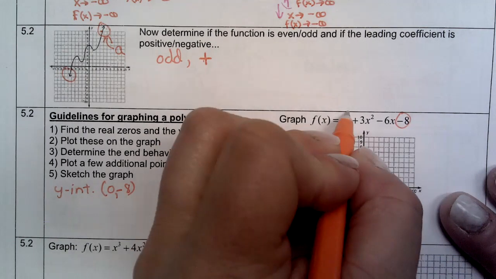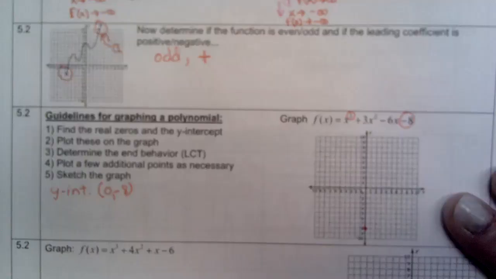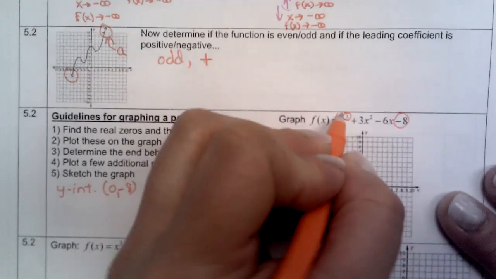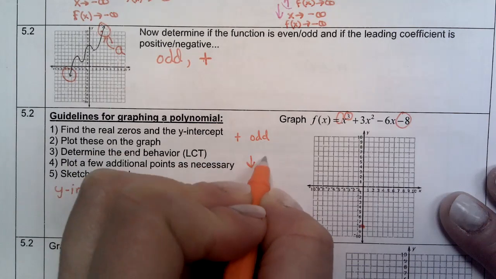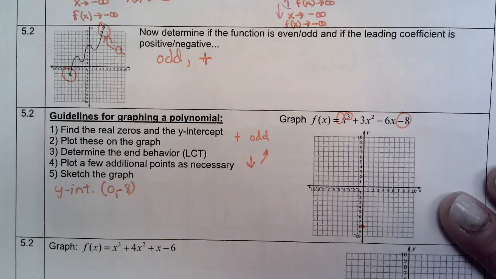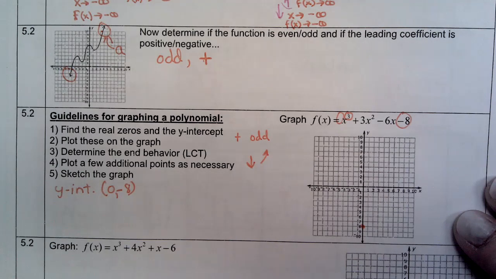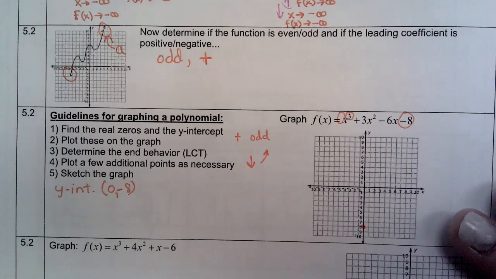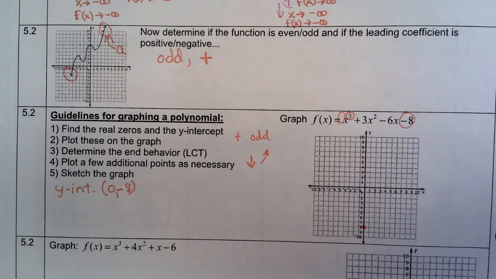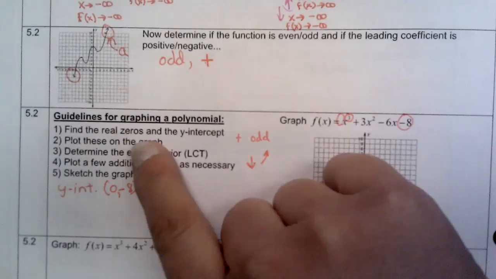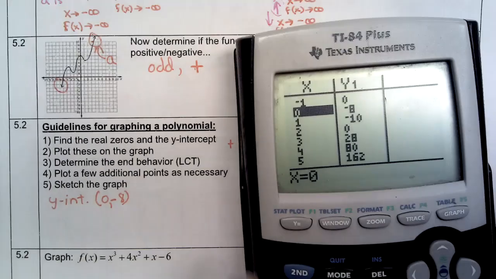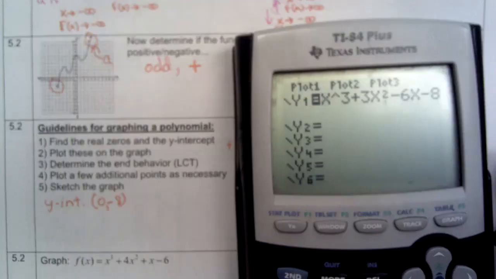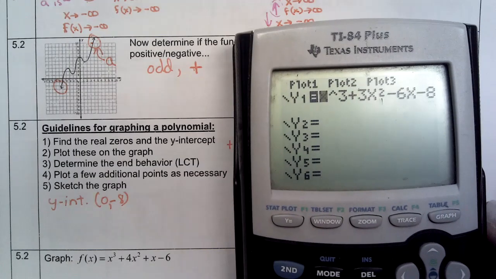I also know that this is an odd function, and my a is positive. So it's positive and odd. So I know it's going to look like that. Now I can plot some points in there and see what's going to happen. But that takes a lot of time right now because you guys haven't learned how to find the real zeros yet. We will do that relatively soon. But for now, I want you to just come into your calculator and let's graph it.